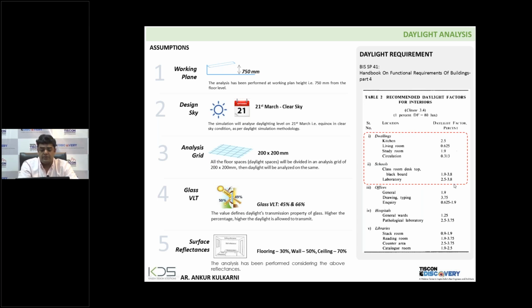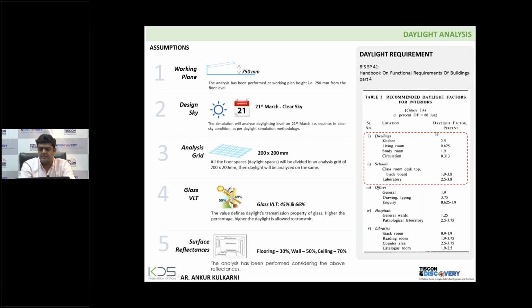Based on these parameters, in this project we used two different glasses, with VLT of 45 and 66, because we just discussed a few apartments facing the west side where there was a direct sun ingress issue. So the internal courtyard facing windows all have 66% VLT, and the external windows have a VLT of 45%, and the flooring reflectances are 30, 50, and 70.